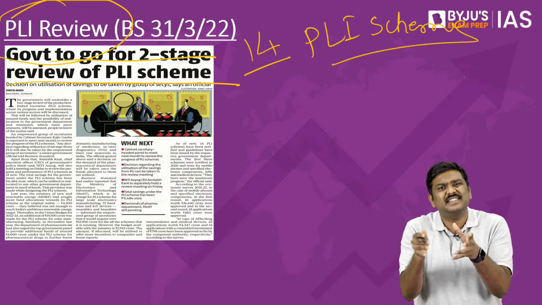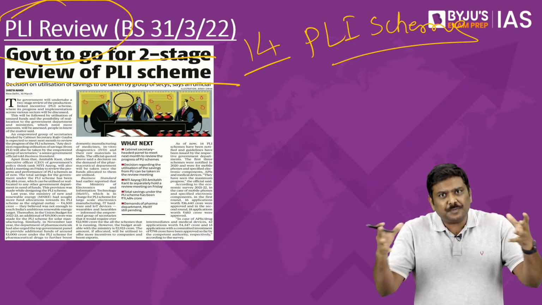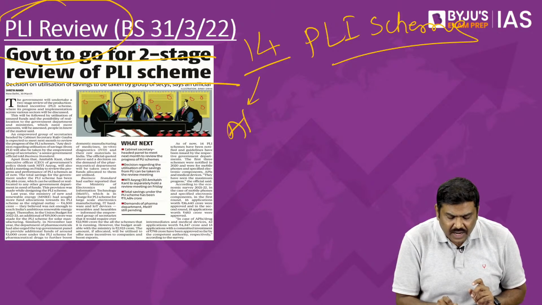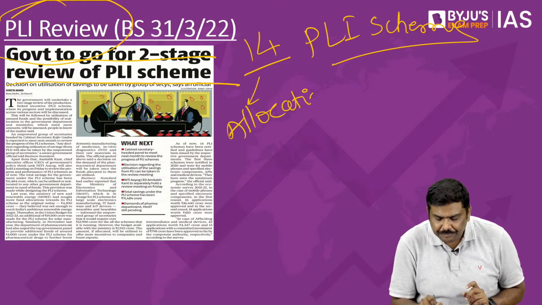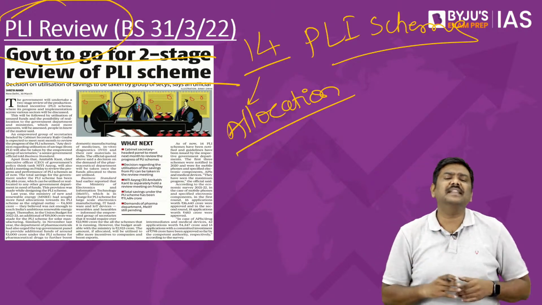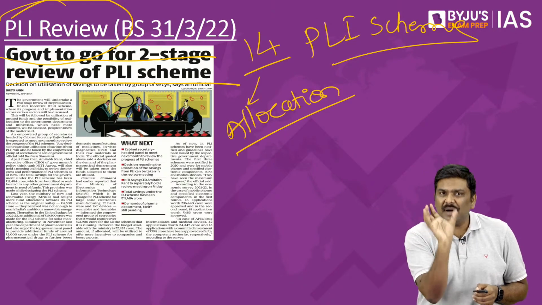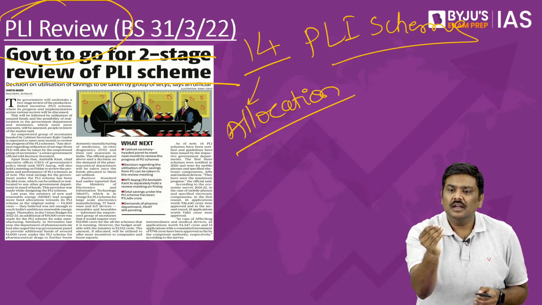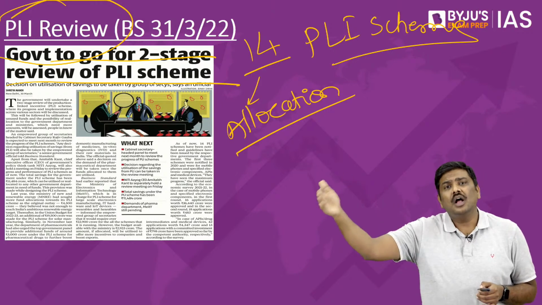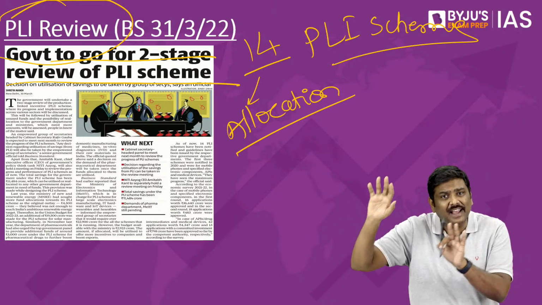That is, for 14 sectors PLI schemes have been announced. And in many of these schemes, a certain allocation has been done by the government. Right? A certain amount of money has been kept by the government. Now in certain sectors, the money allocated by the government is higher compared to how many applications it has received and how much funding it has already allocated.